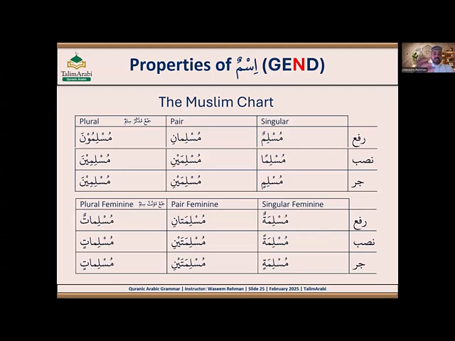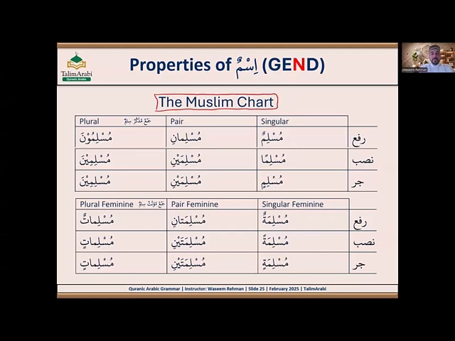This is called the Muslim chart. I will encourage you to memorize this chart in a way that if I give you any human word, whether masculine or feminine, you can quickly convert it. For sound masculine and sound feminine, this chart should be in your memory so that you can easily and quickly convert any sound masculine or feminine word. That's how you should memorize.